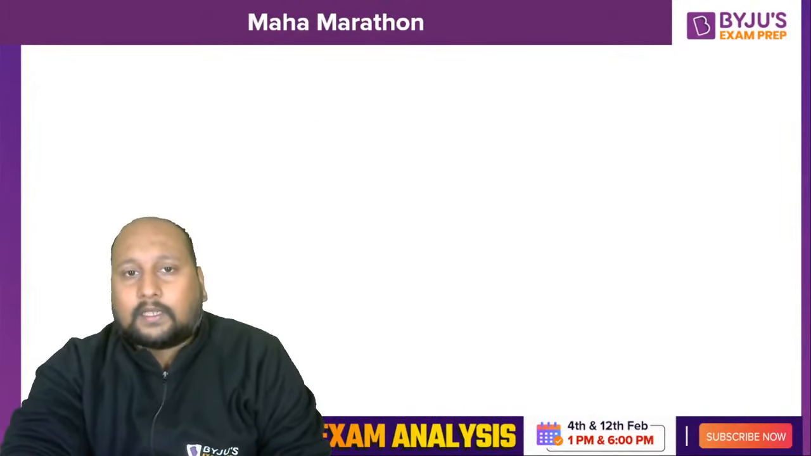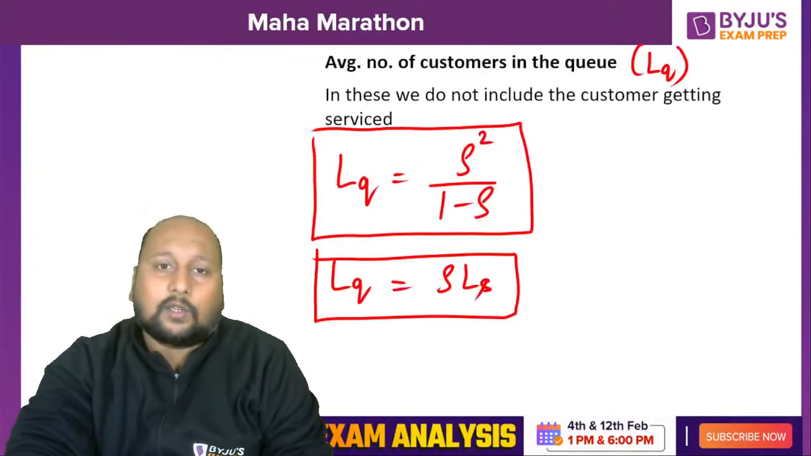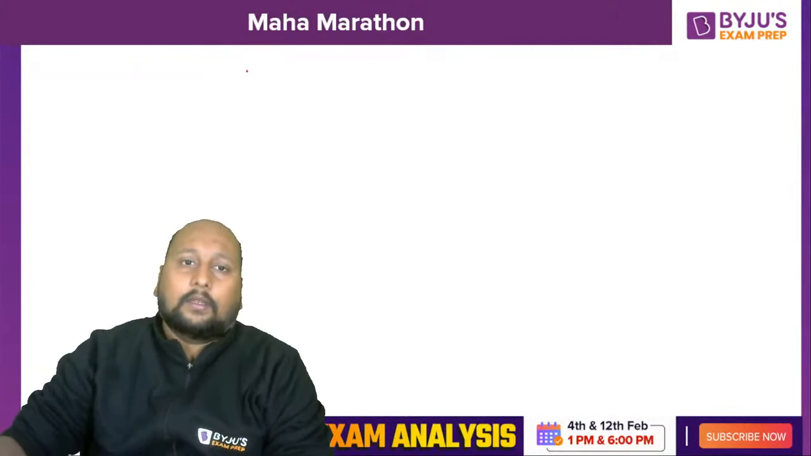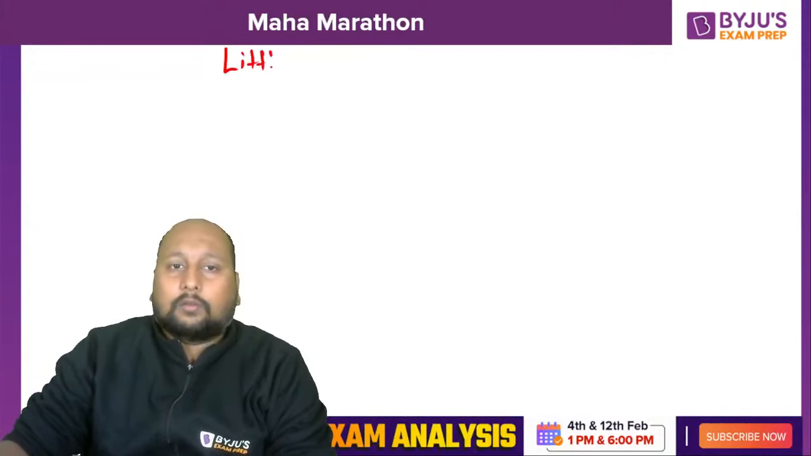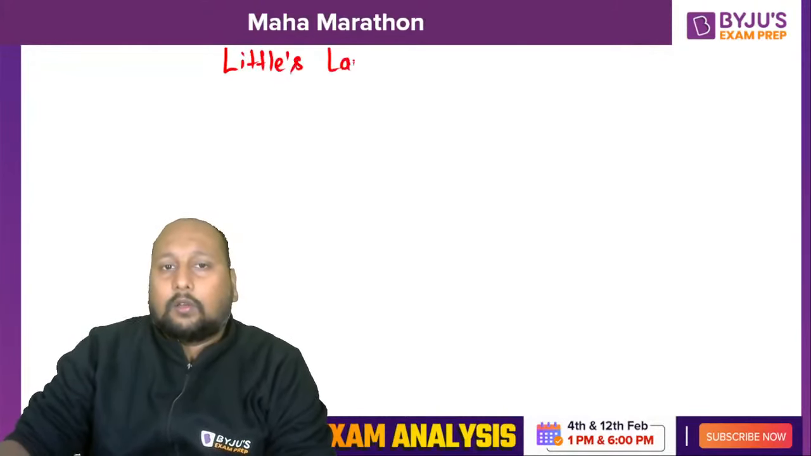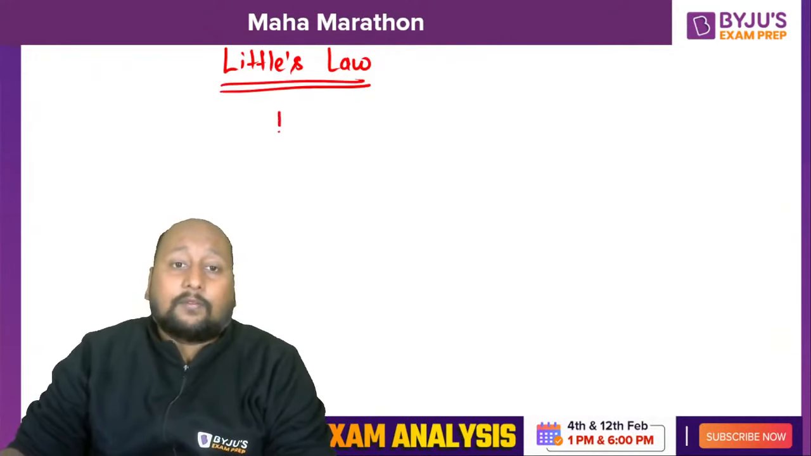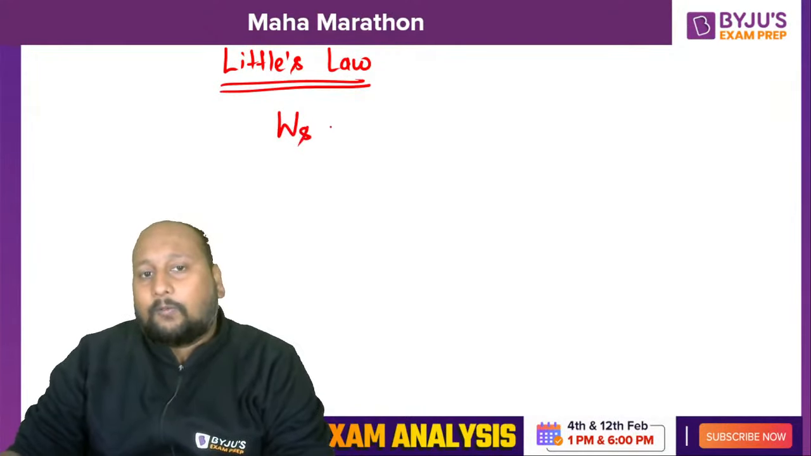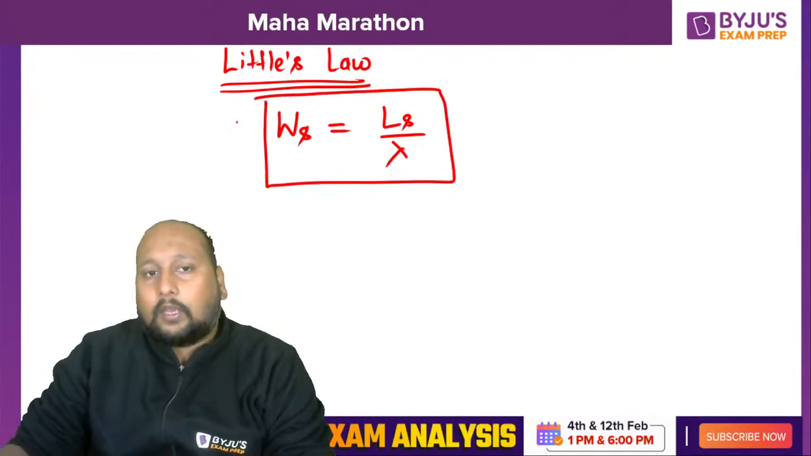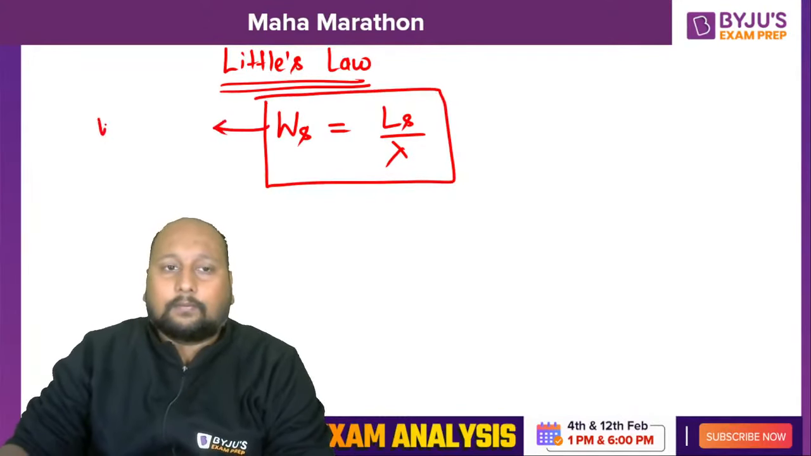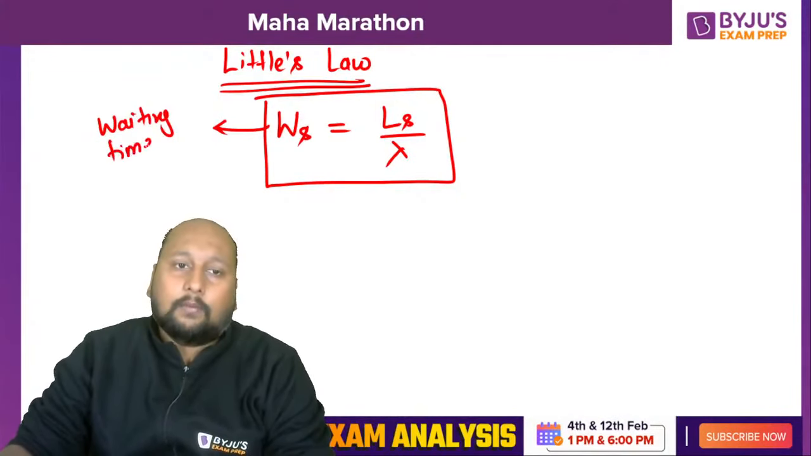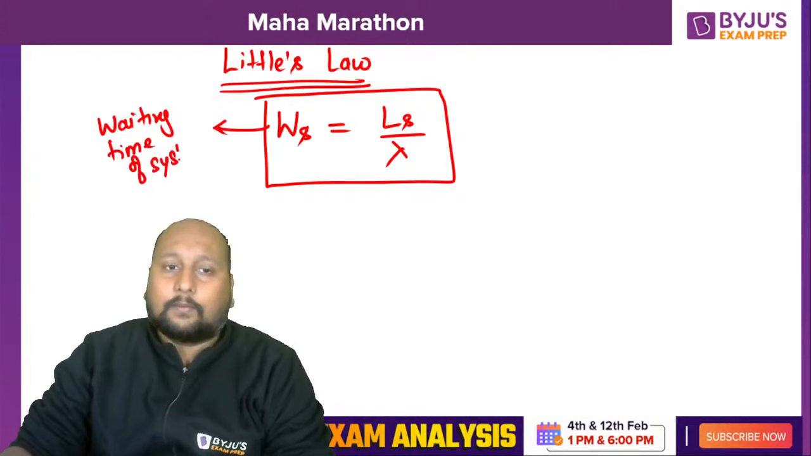Now, next is your Little's law. In Little's law, we are trying to identify a very important quantity, that is the waiting time of the system. Waiting time of the system is nothing but the length of the system divided by the arrival rate. Okay, this is your waiting time of the system.